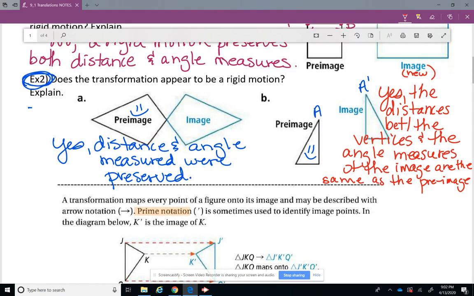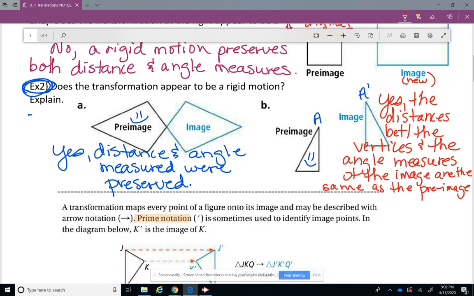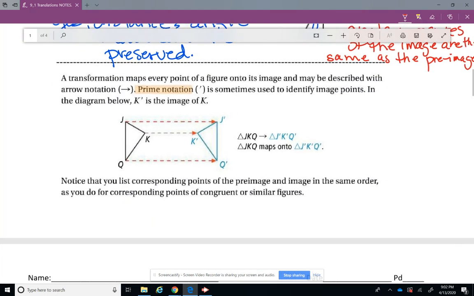All right, so that was example number 2, which was the got it. All right, let's move on down. Let's look at this picture right here.